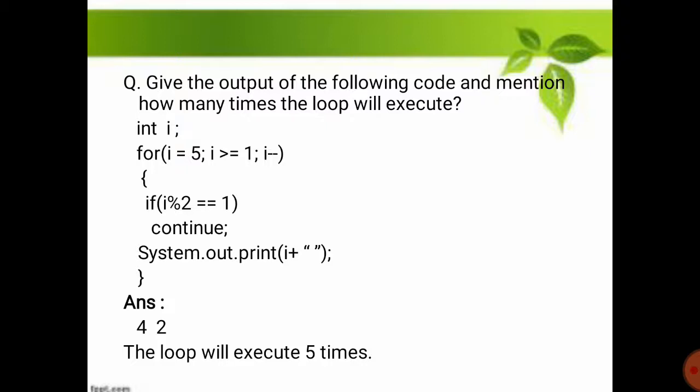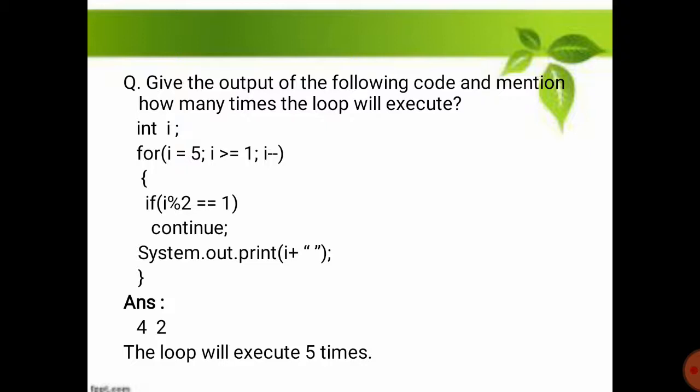The continue is there, so continue also here forces the next iteration of the loop. So we start with i equal to 5. First time the value of i is equal to 5. 5 is greater than 1, the condition is true, so it enters inside the body of the loop and checks if 5 remainder 2 is equal to 1. Yes, when we divide 5 by 2, the rest is 1, so the condition is true, so it continues.